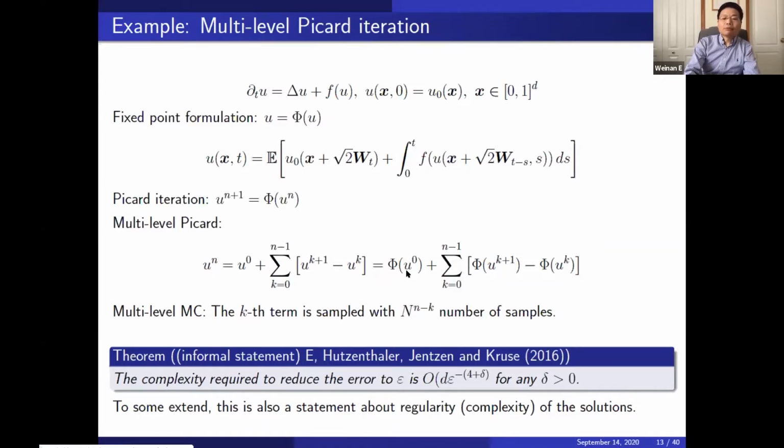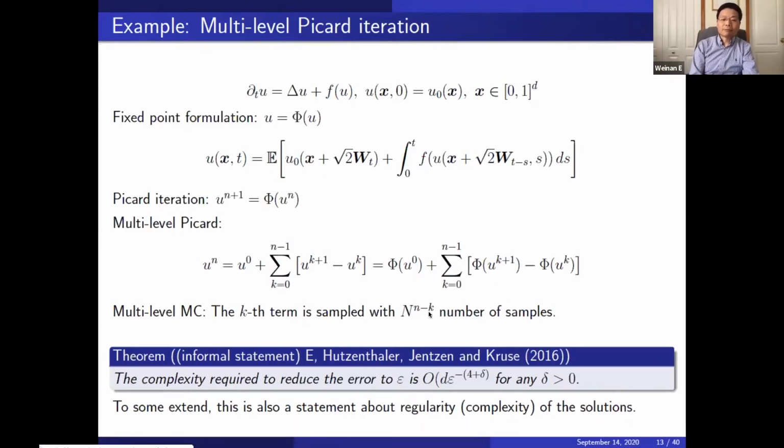Namely, each one of these phi's is an expectation. So we're going to do Monte Carlo. In high dimension, Monte Carlo is the thing to do. But the key thing is we're going to do Monte Carlo with different accuracy. As n becomes bigger, these terms are less important, so we're going to sample them with fewer samples. As a matter of fact, we're going to decrease the number of samples geometrically. This is what we call multi-level Picard iteration.